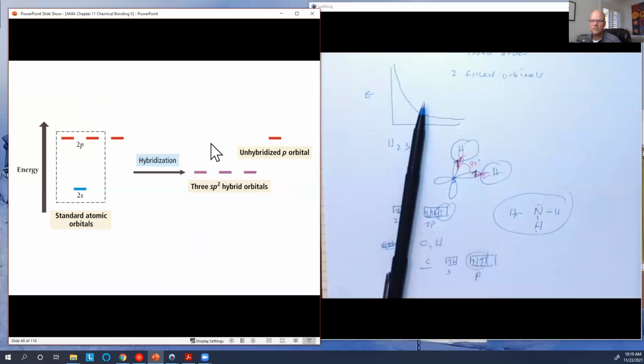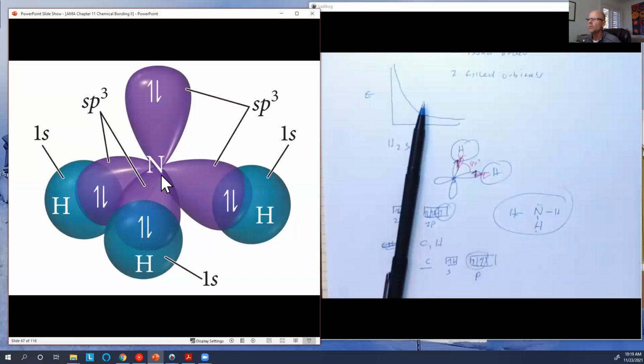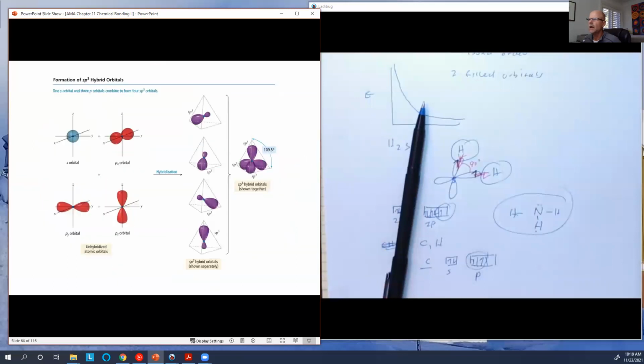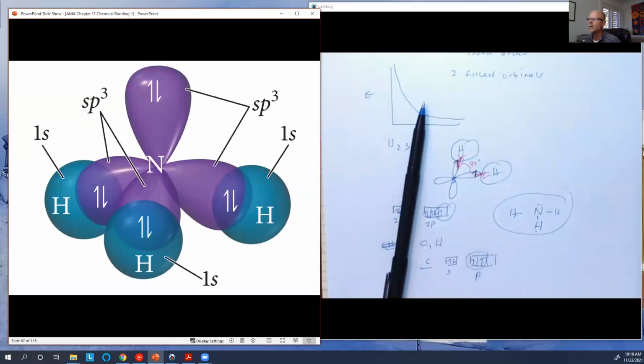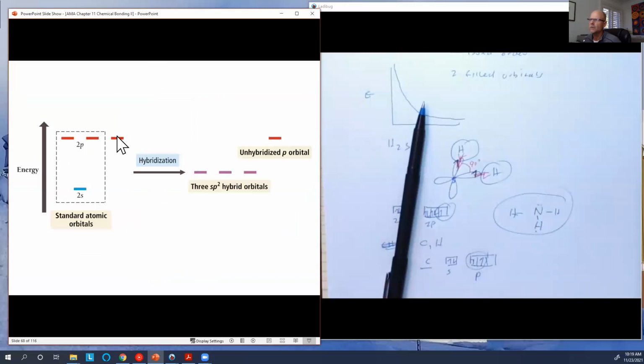Other hybridization combinations are also common. So we can combine 3 p orbitals and an s orbital to form sp3 hybrid orbitals, but we can also leave some of them out. So we can leave out this p orbital and just combine 2 p orbitals with an s. And then because we're combining 3, we only get 3 out. And those are called sp2 hybrid orbitals. And that leaves behind an unhybridized p orbital.